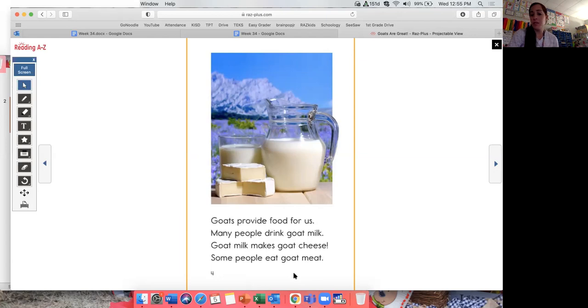Goat milk makes goat cheese. Do you think that's an important fact? That could be because that kind of goes with some of the things that their body might produce or might do. So I'm going to say that one's an important fact because that's going to help us learn more about things that they can produce. They produce goat milk, which makes goat cheese. That's an important fact.